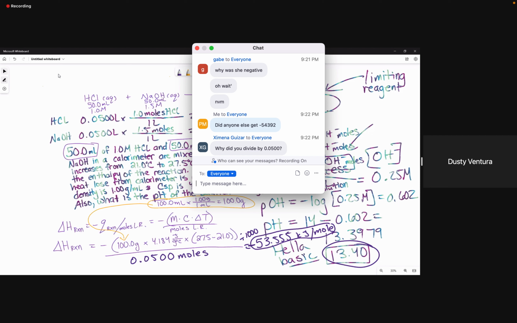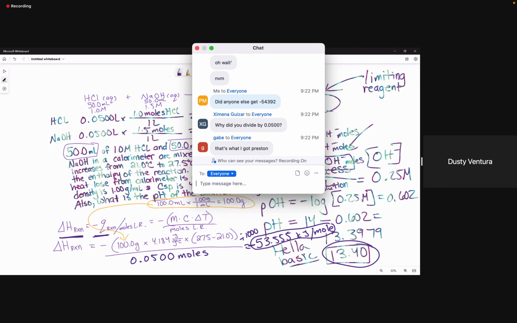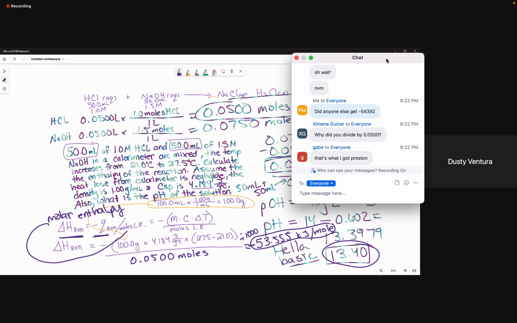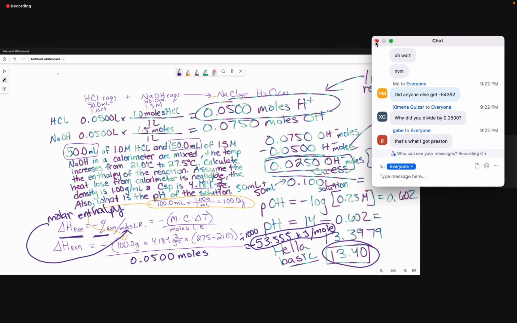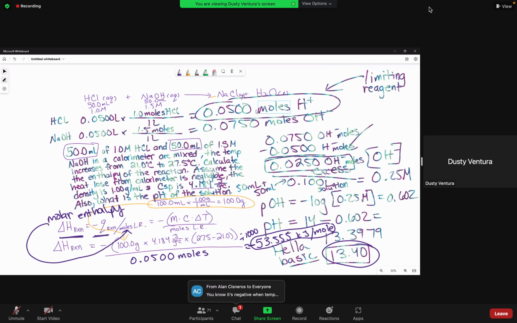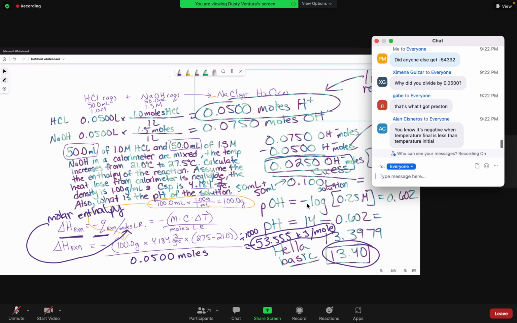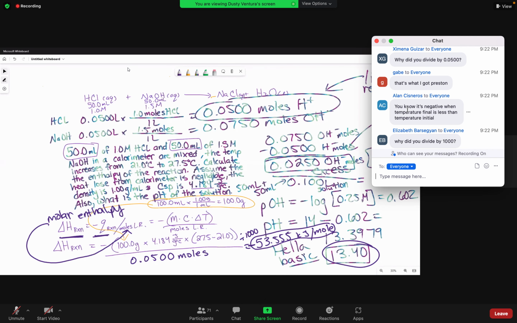So I divided by the moles of the limiting reagent to go from heat of the reaction into molar enthalpy. So this is called molar enthalpy. And when somebody wants molar enthalpy, you've got to divide by moles of limiting reagent. We found the moles of limiting reagent by turning our two reagents into moles. And because the whole reaction is in a 1-to-1 ratio, the smaller value of moles was our limiting reagent.